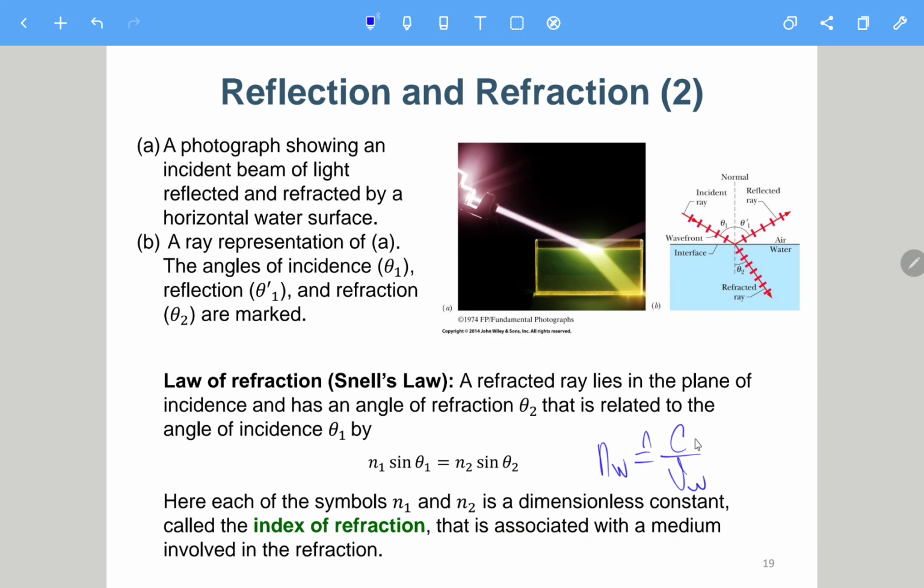Speed of light is the ultimate speed. No speed can ever be larger than the speed of light. So Nw should be larger than 1. Unless it is air or vacuum, where the speed of light gives n equal to 1, all the other materials are strictly larger than 1.